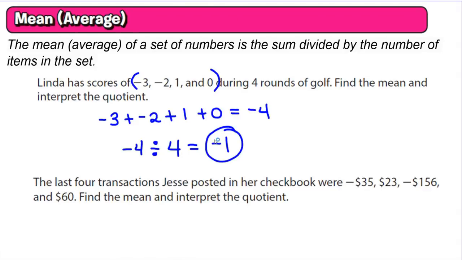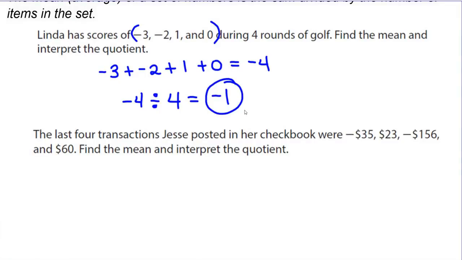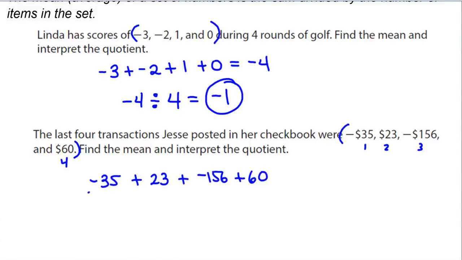Next one: the last 4 transactions Jessie posted in her checkbook were -35, $23, -$156, and $60. Find the mean and interpret the quotient. We're going to add all of her transactions together and then divide by 1, 2, 3, 4, since there were 4 transactions in her checkbook. So we're going to add -35 plus 23 plus -156 plus 60, and then divide that all by 4.